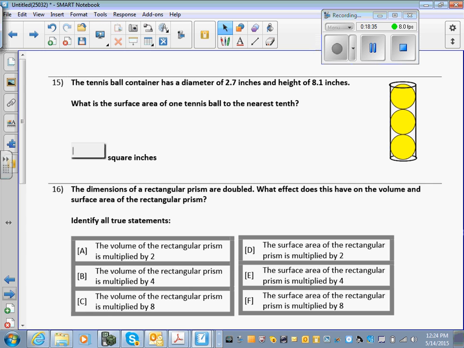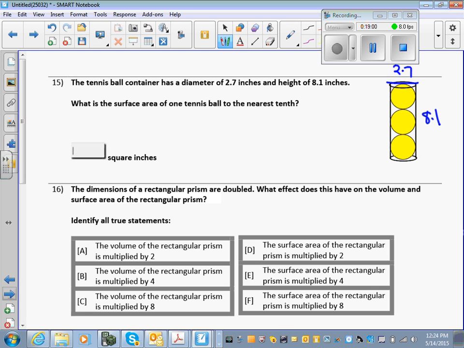All right, 15. The same thing, the tennis ball container has a diameter of 2.7. So that means from here to here is 2.7. And the height of 8.1. What is the surface area of one tennis ball to the nearest 10? So what I need is the surface area of a tennis ball.